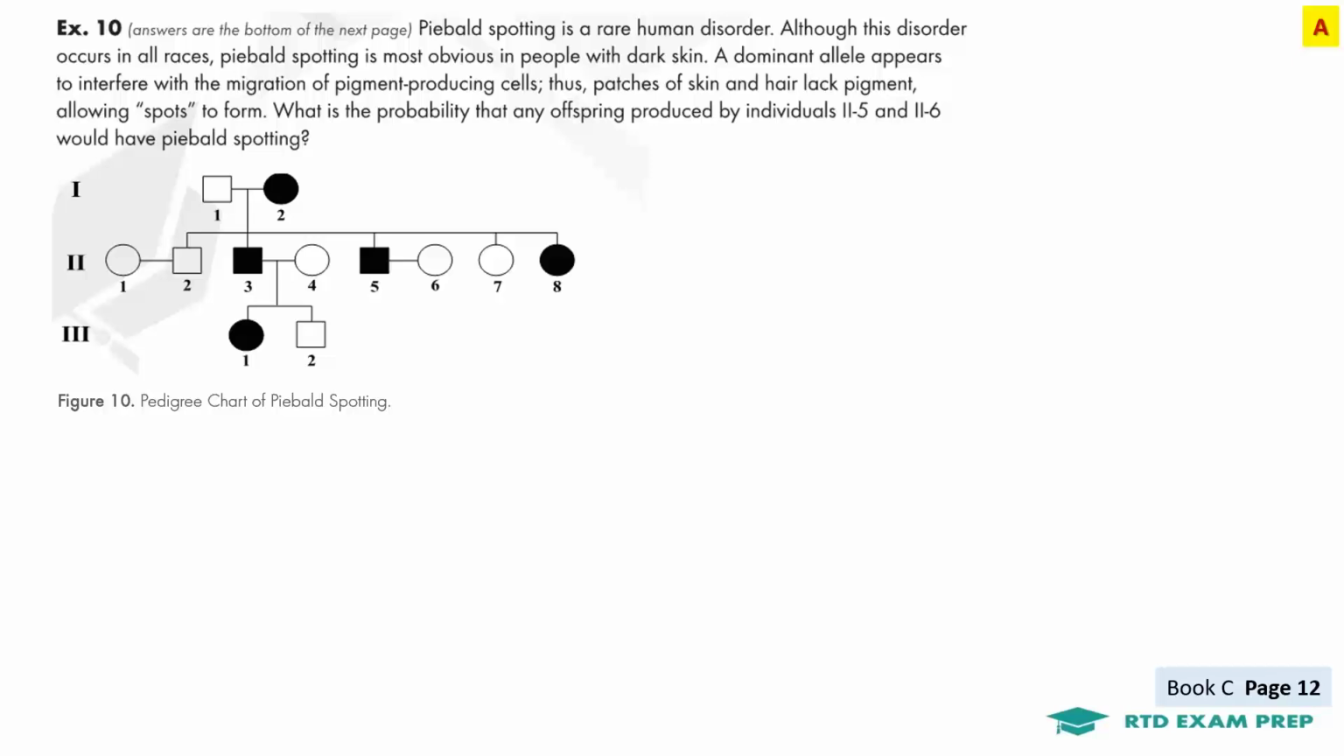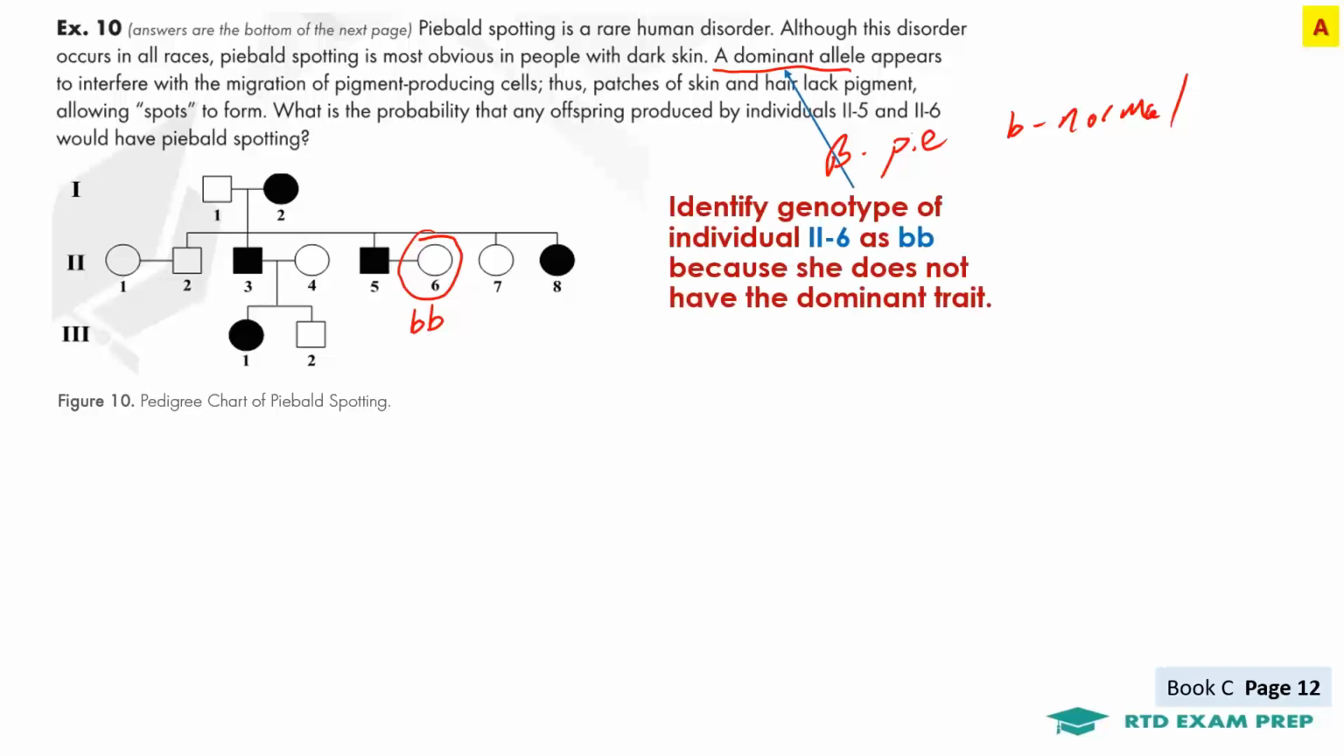A question on piebald spotting. So piebald spotting is a rare disorder, and it's a dominant allele. So we know big B is going to code for piebald spotting, little b for normal. What is the probability that any offspring produced by individuals 2-5 and 2-6 would have piebald spotting? So 2-6, I look at that lady and I know without a doubt that she's two little b's because she's unaffected. So two little b's because she doesn't have the dominant trait.